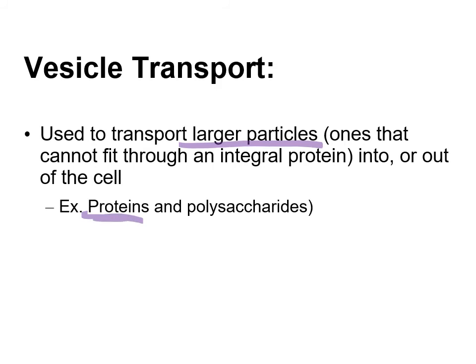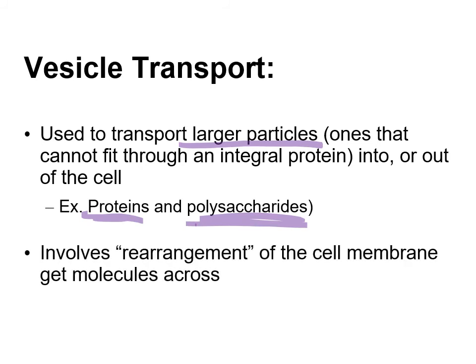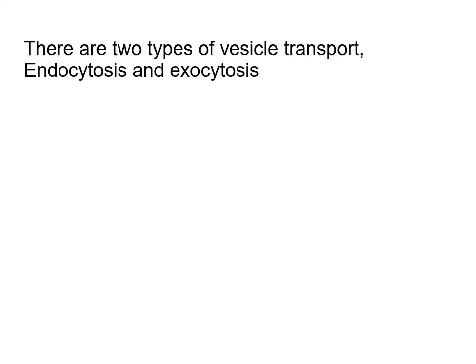So large proteins, large polysaccharides, too big to fit through these channel proteins, so we're going to have to use vesicle transport. Again, using the membrane to bring these things in, the membrane essentially is going to pinch off, and then we have a vesicle inside the cell, or vice versa. So endo and exocytosis are the two major types, and as their name would suggest, endo means moving into the cell, exo means moving out of the cell.